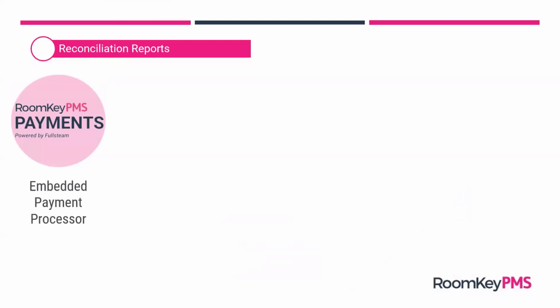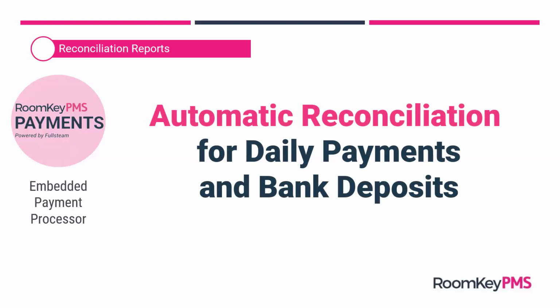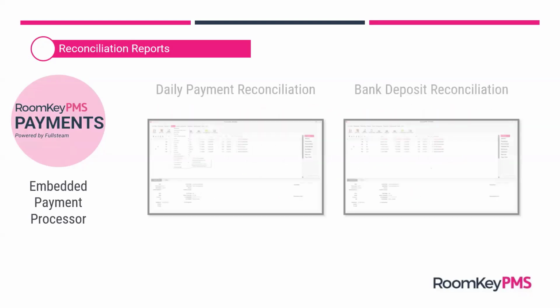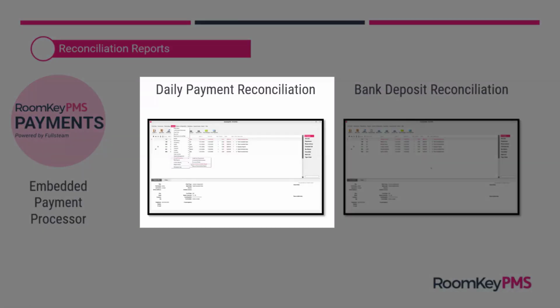Now, the last set of reconciliation that we'll take a look at is for our embedded payment processor, Roomkey PMS payments. We actually have an automatic reconciliation tool that comes standard with our Roomkey PMS payments solution. And this allows you to do your daily payment reconciliation directly in Roomkey without having to source separate reporting and doing manual comparisons between two separate reports. It all appears on one single report. Because the reconciliation is automatic, we have two processes that we'll look at. First, let's take a look at the daily payment reconciliation.